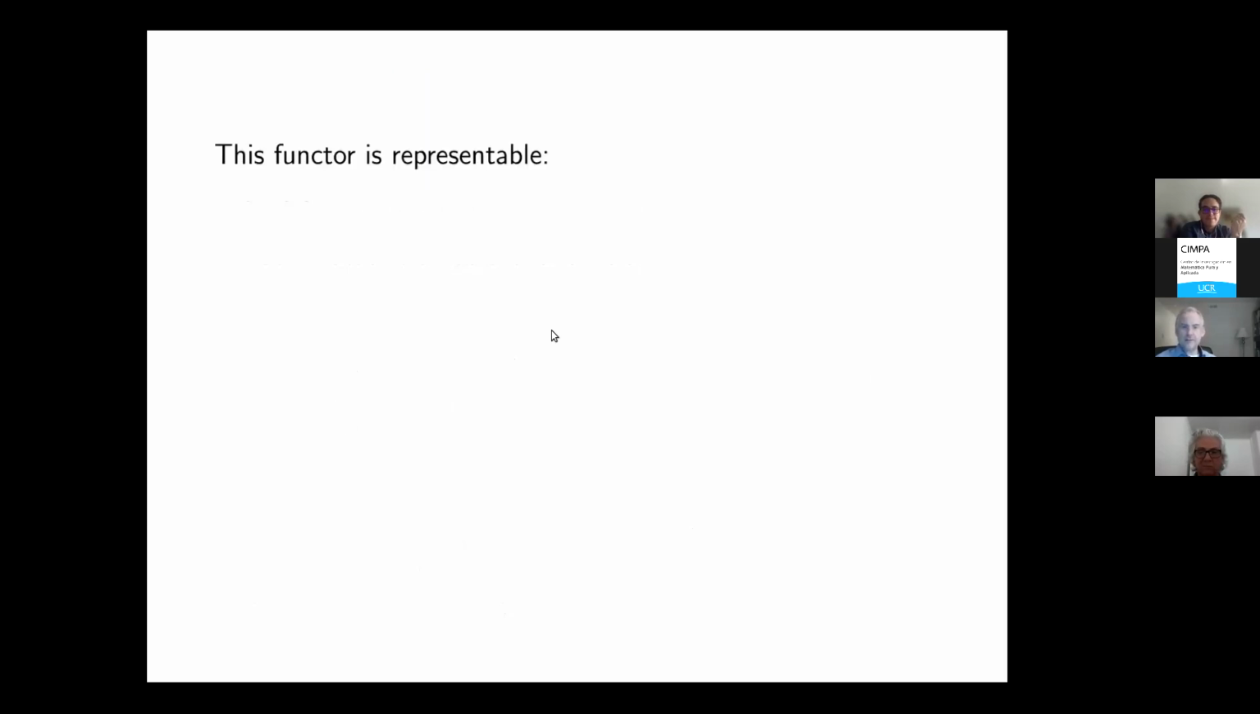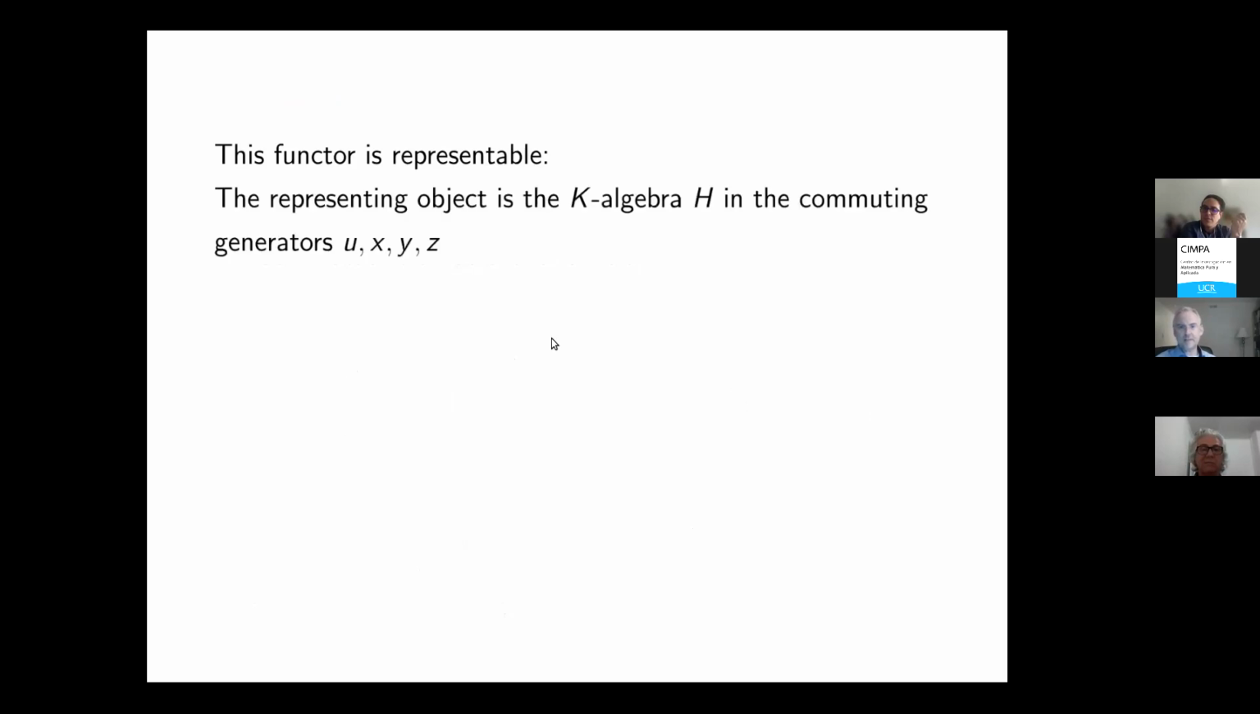So it depends functorially on this, and it turns out that this functor is representable. And the representing object is the K algebra in the commuting generators U, X, Y, and Z, which roughly corresponds, as you will see, to A, B, C, D. So I started with U because, well, I could start with X too, but there's this problem that the alphabet ends at Z, yeah?